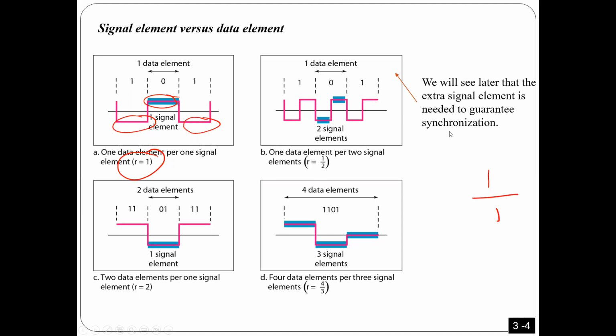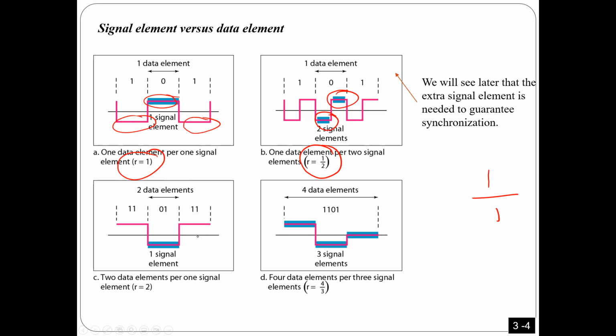Let's look at another case here. We have here 1 data element, which is 0. But to transfer this data element, I need 2 signal elements, as you see here. That's why r here is 1/2. Let's look at this one here.